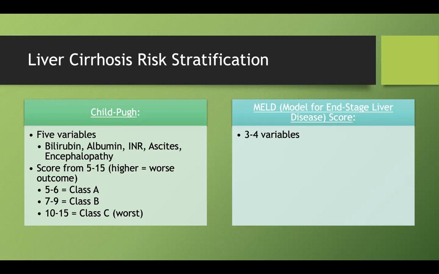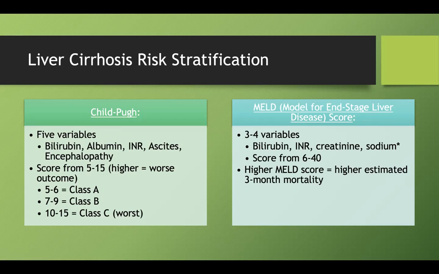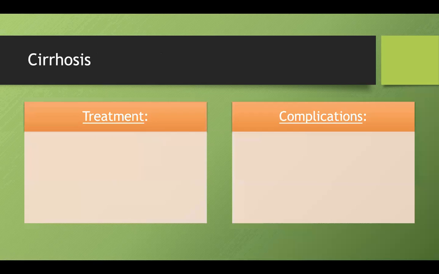The MELD score uses only 3 to 4 variables, so it still uses bilirubin and INR. It actually uses creatinine and sodium as, well, sodium sometimes, as markers, and I'll talk a little bit about hepatorenal syndrome in a second to show why creatinine can sometimes be a useful marker of end-stage liver disease. The scores here are from 6 to 40, and a higher MELD score will indicate a higher estimated 3-month mortality.